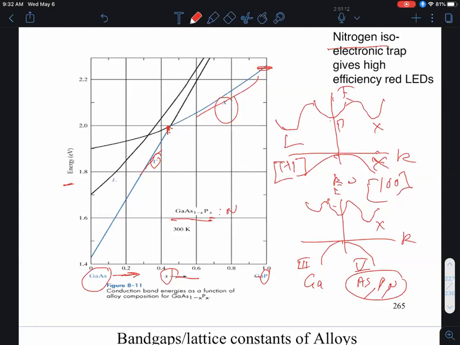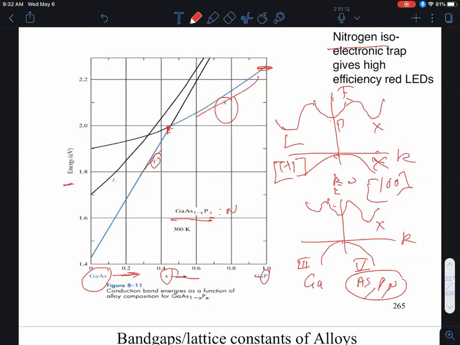I'm replacing either the phosphorus or the arsenic with nitrogen, a so-called isoelectronic impurity. Is it a donor or an acceptor? Should be a donor, but if it's a trick question, I guess it's an acceptor.